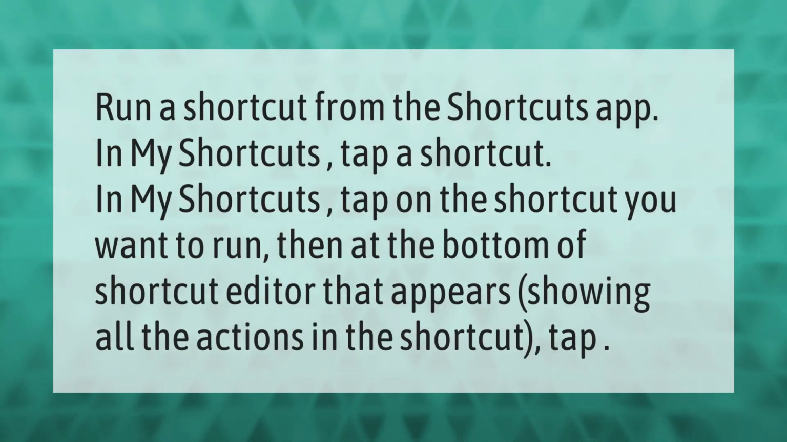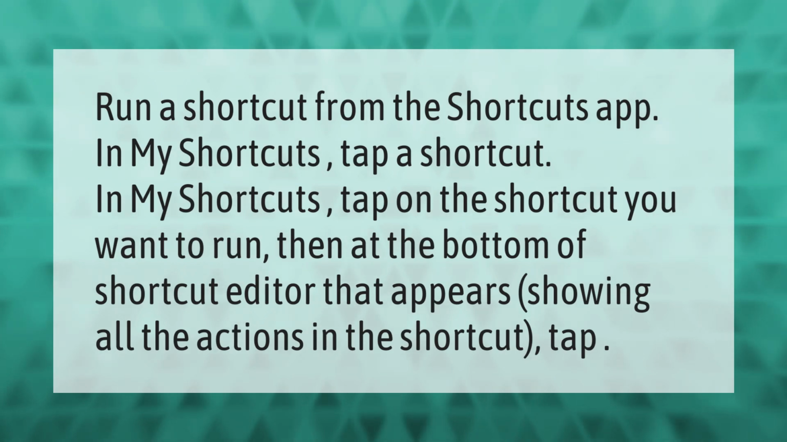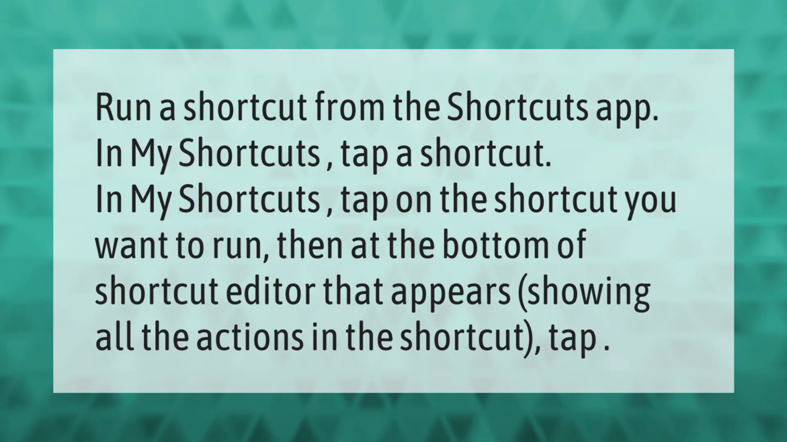Run a shortcut from the Shortcuts app. In My Shortcuts, tap a shortcut. In My Shortcuts, tap on the shortcut you want to run. Then at the bottom of the Shortcut Editor that appears, showing all the actions in the shortcut, tap.